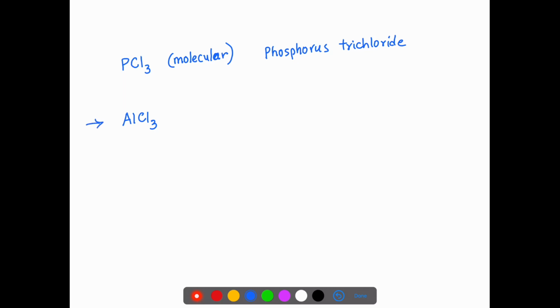The second example here, AlCl3, is ionic. In ionic compounds, we don't use prefixes like tri. We just write the cation name followed by the anion name. So the cation is aluminum and the anion is chloride. So this is just aluminum chloride. We don't need the tri there because this is an ionic compound. All right, hope this makes sense.